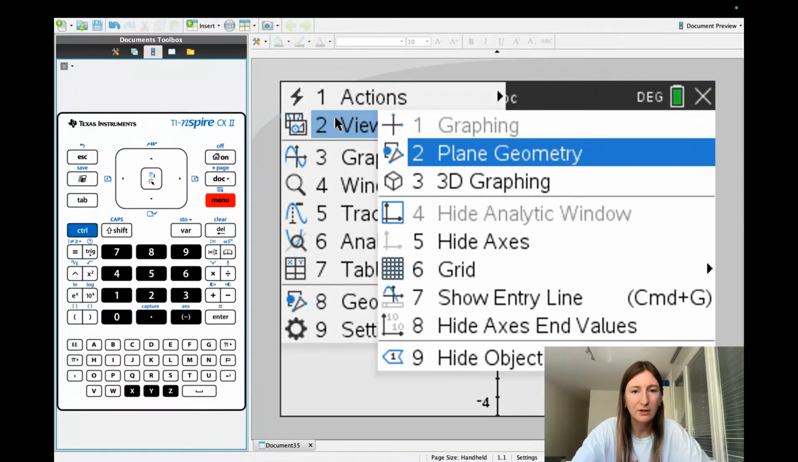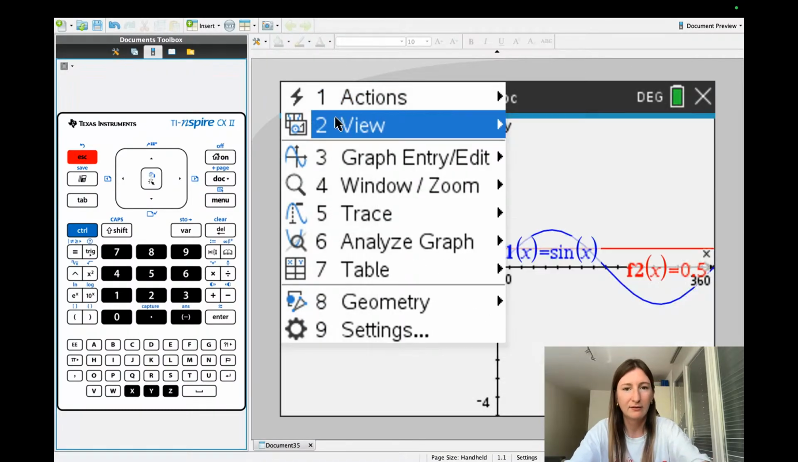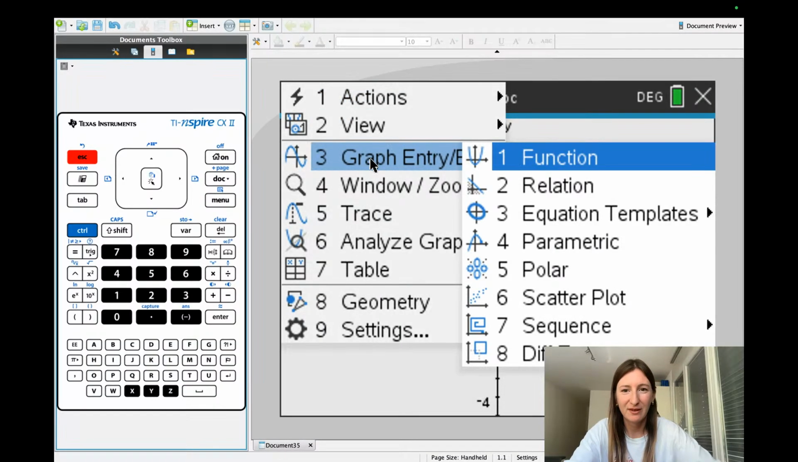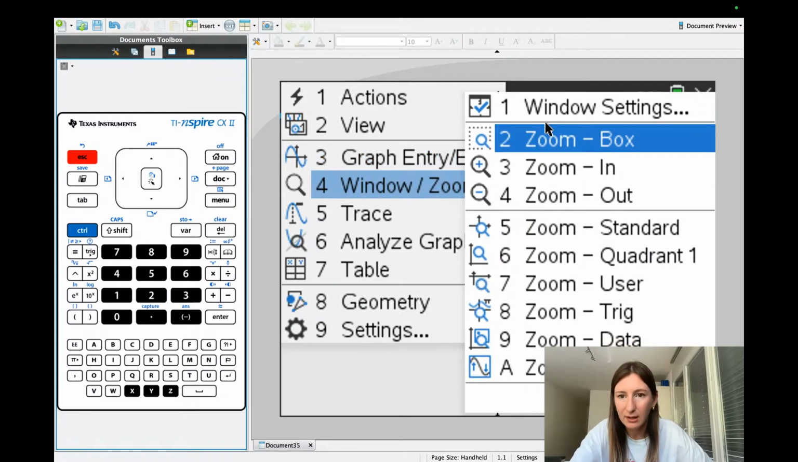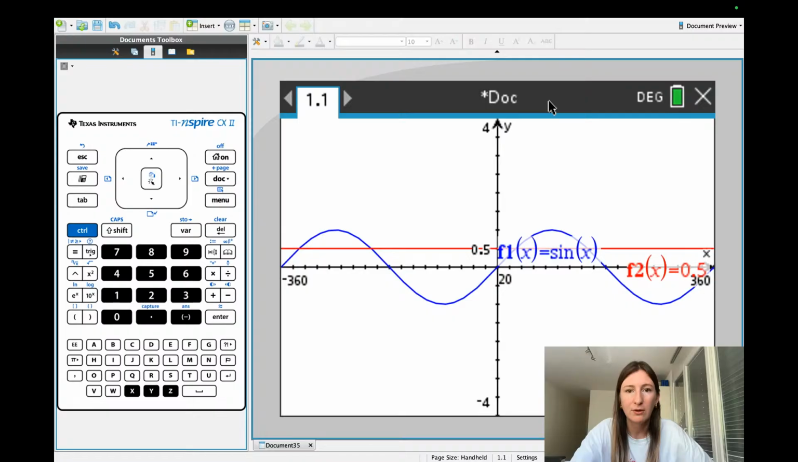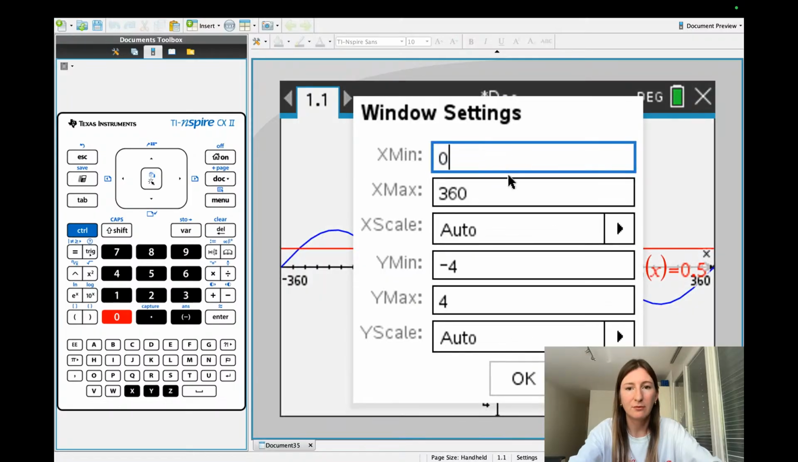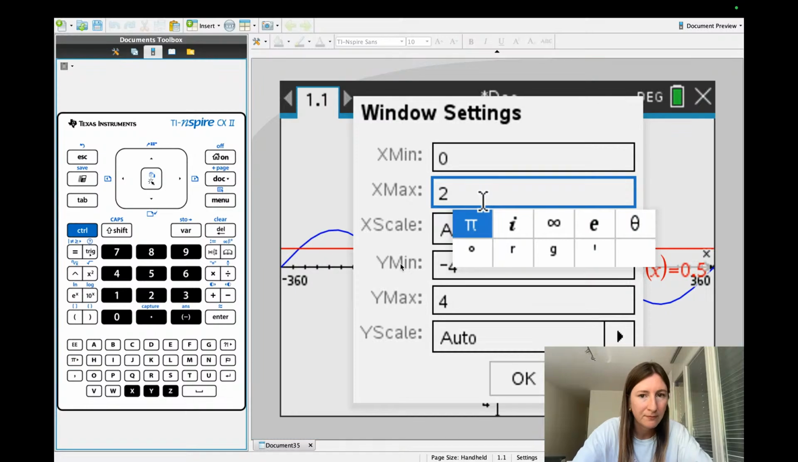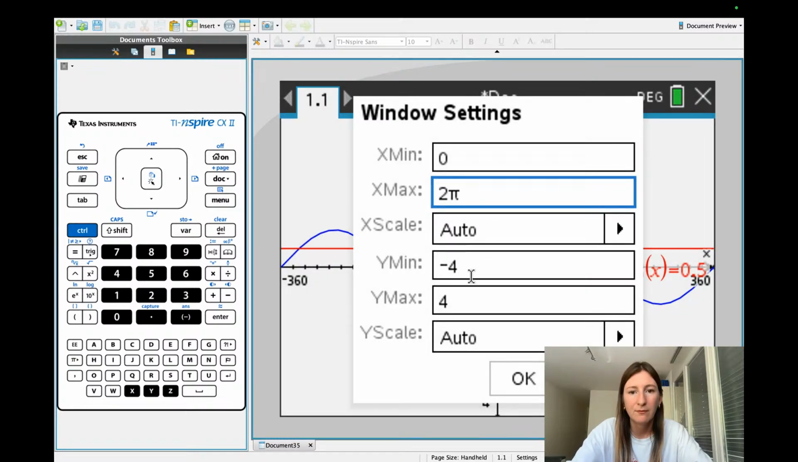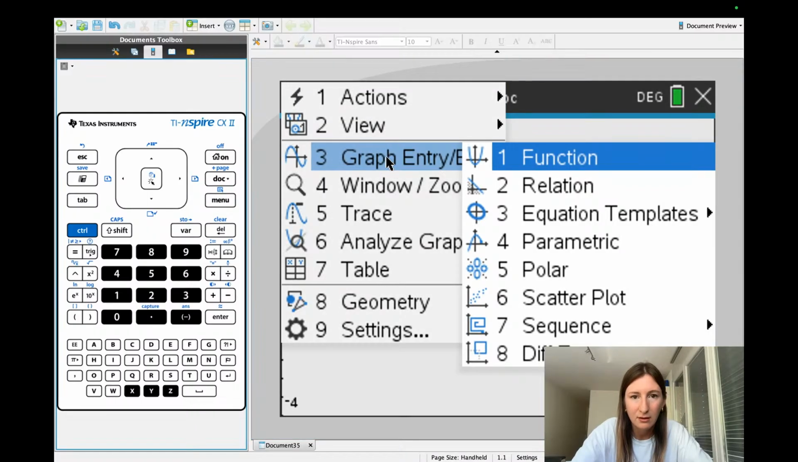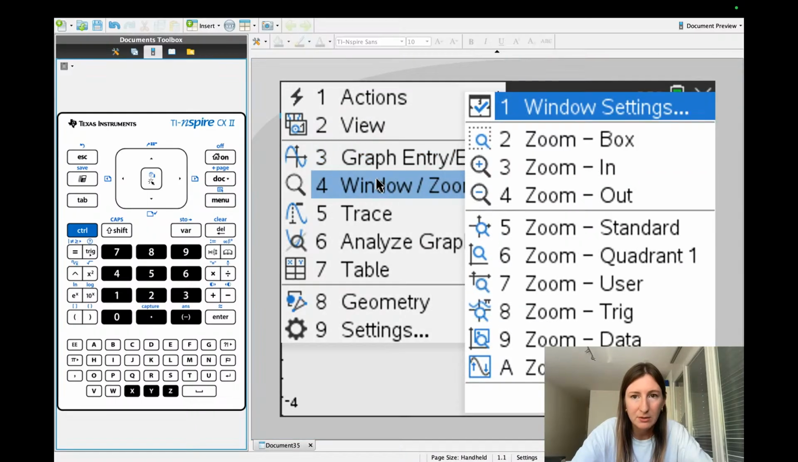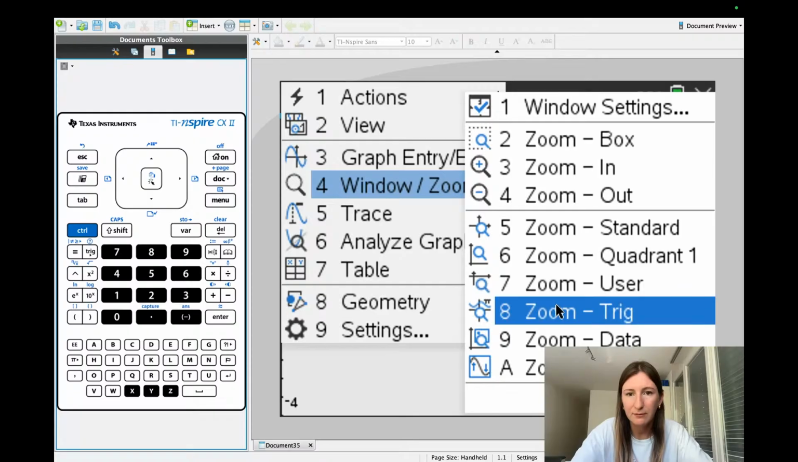Sorry, I'm having a bit of a delay on my clicking, so it's going a little bit ahead. Okay, so I want Windows settings, and I want it from 0 until 2 pi. That's what my domain was. -4 and 4, that's fine. Okay, never mind. This sometimes does this. Let's just go trig.